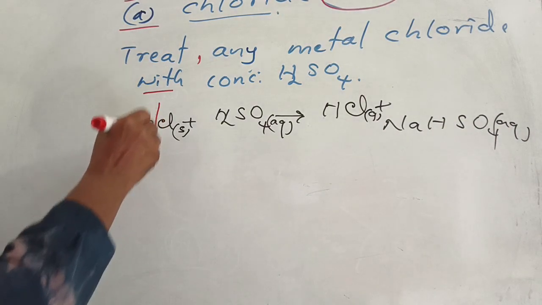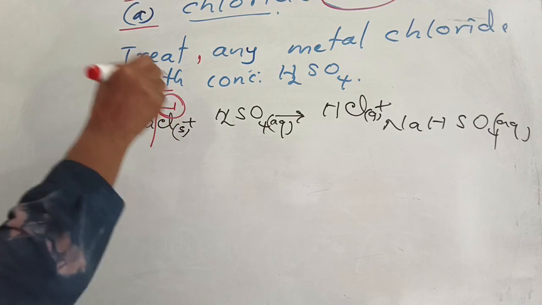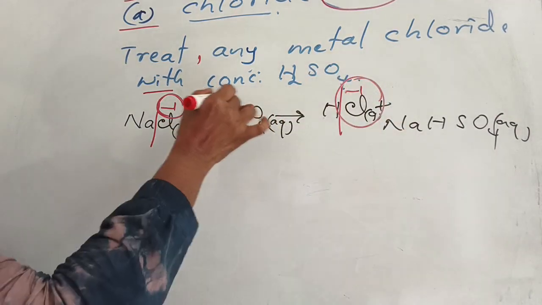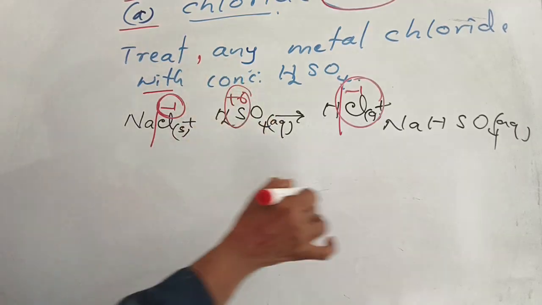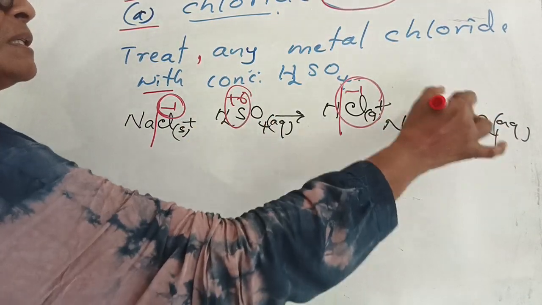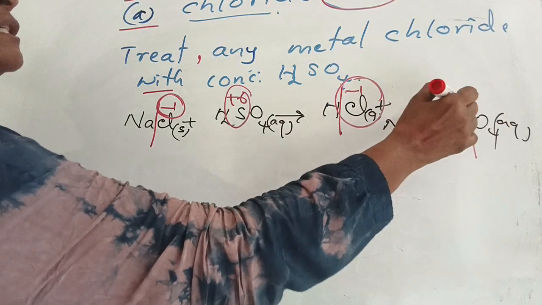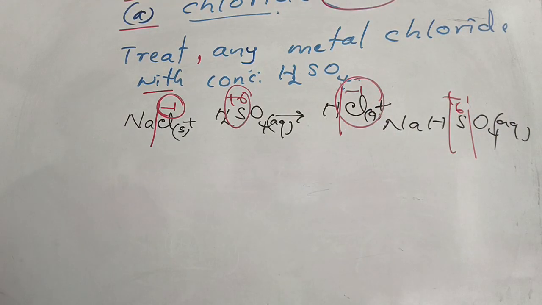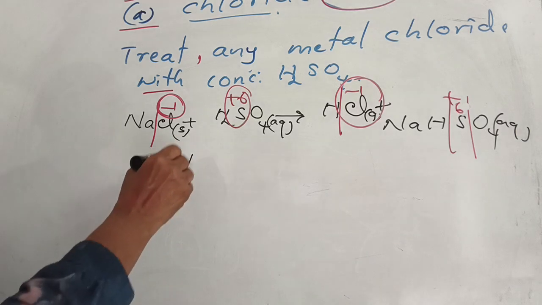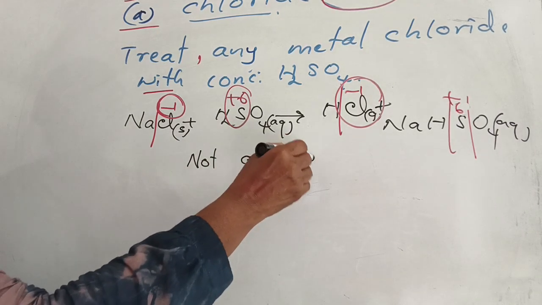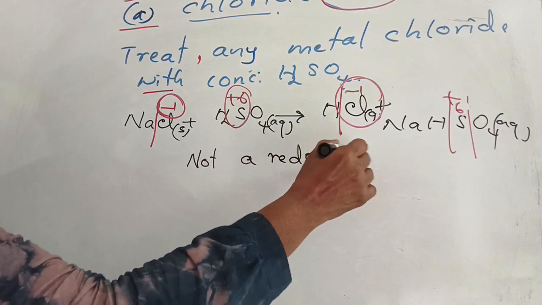In this context, Cl is in the minus 1 oxidation state and the minus 1 is still present. Sulfur is plus 6 at the beginning, and in sodium hydrogen sulfate it is also plus 6. So there is no change in oxidation state of any of those elements. Therefore, this is not a redox reaction.